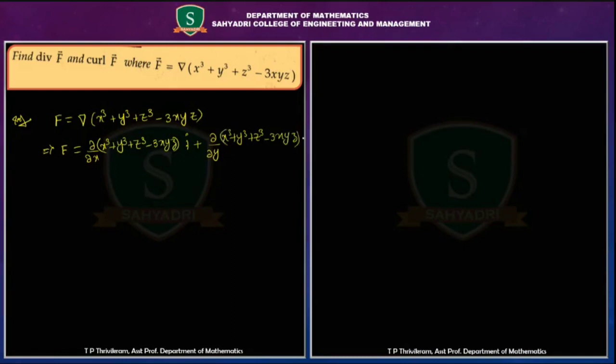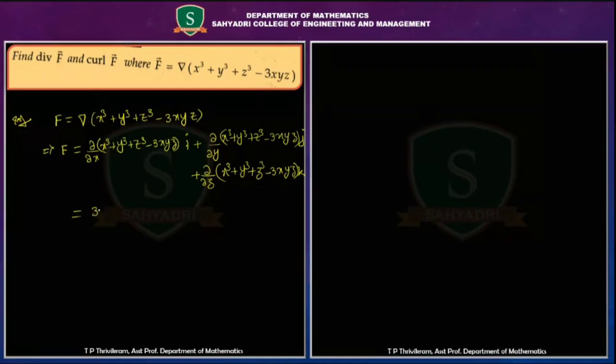next j, plus dou by dou z of x cube plus y cube plus z cube minus 3xyz. So this one is equal to... Drisha, can you differentiate this and tell the answer with respect to x, y, and z? Yes, sir.